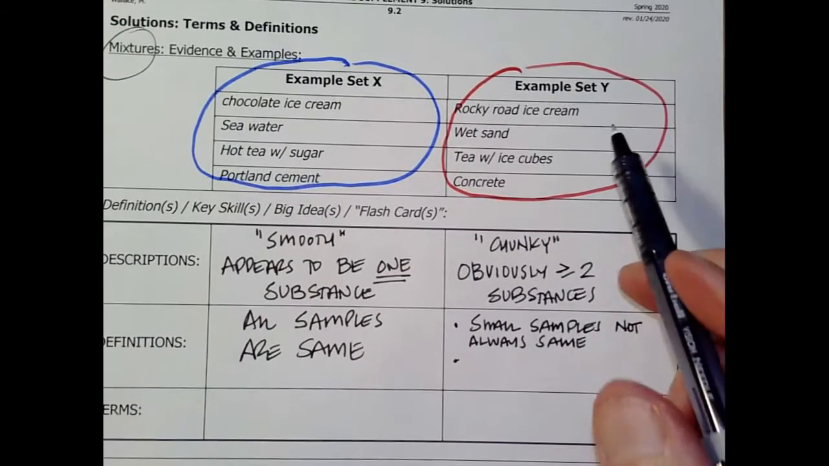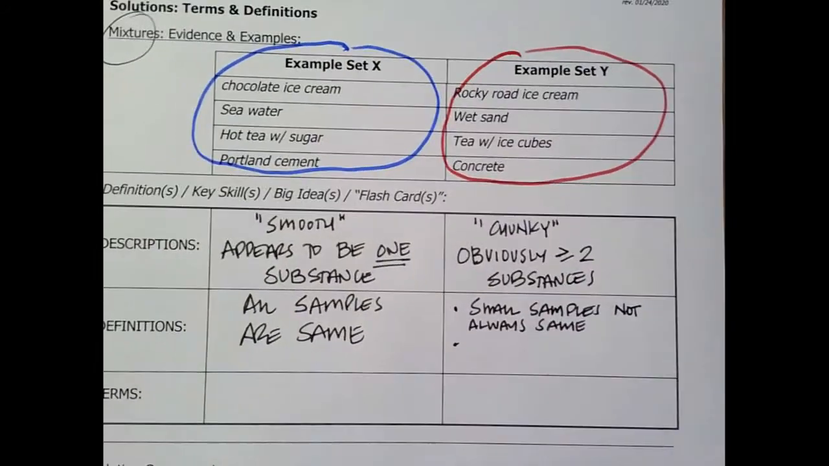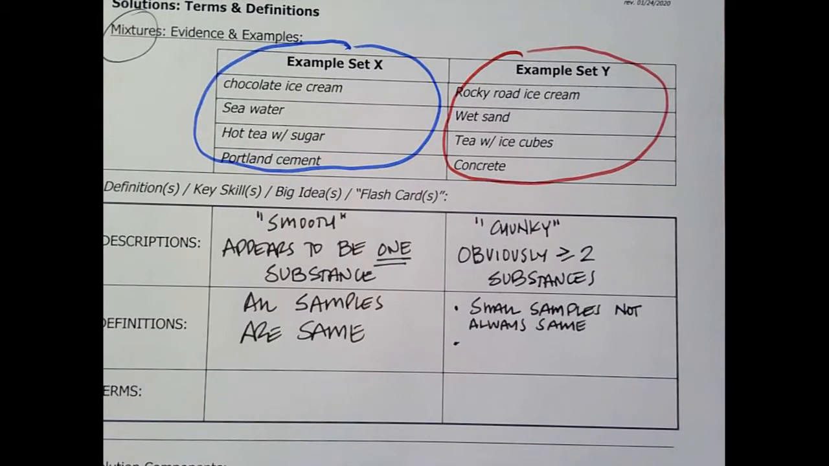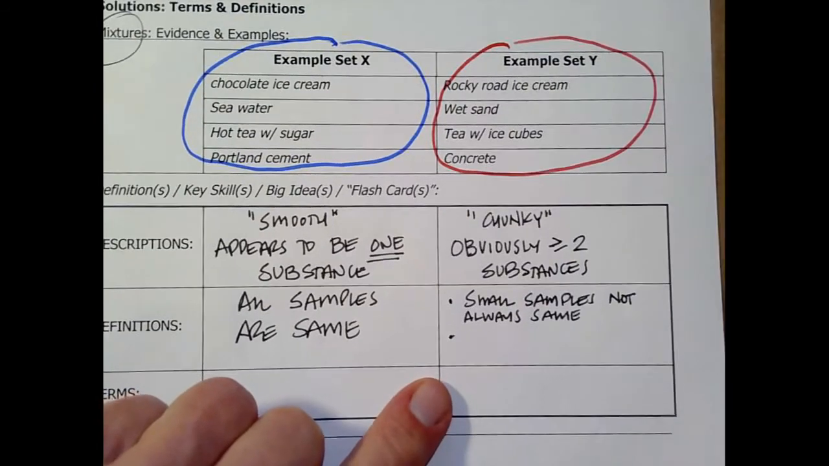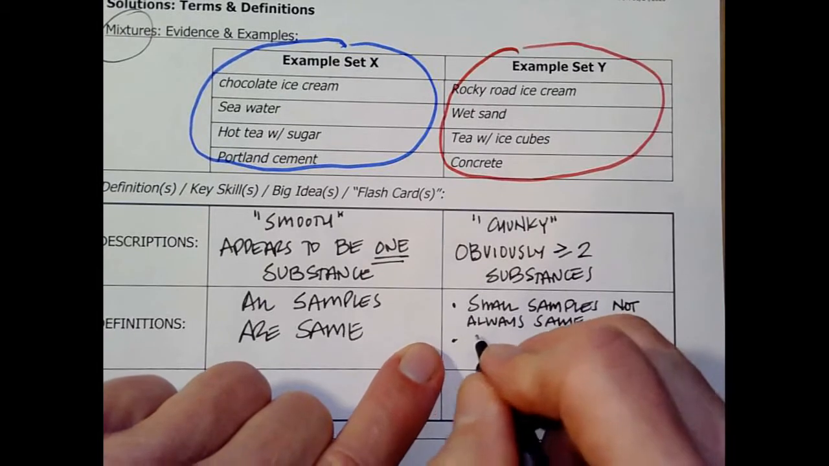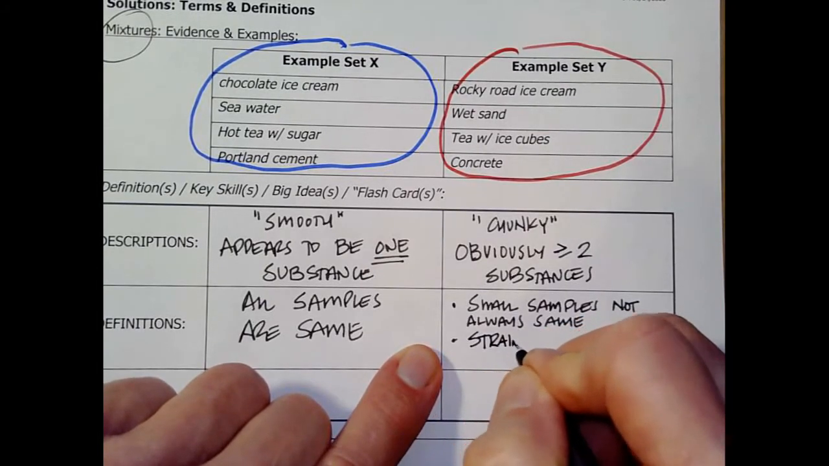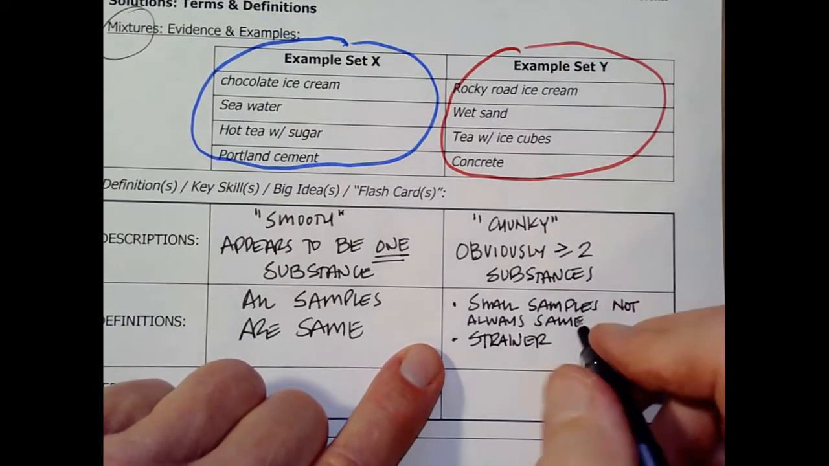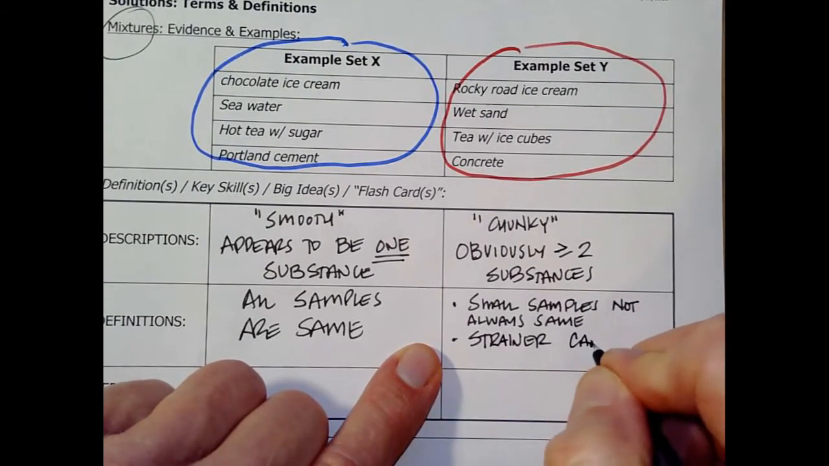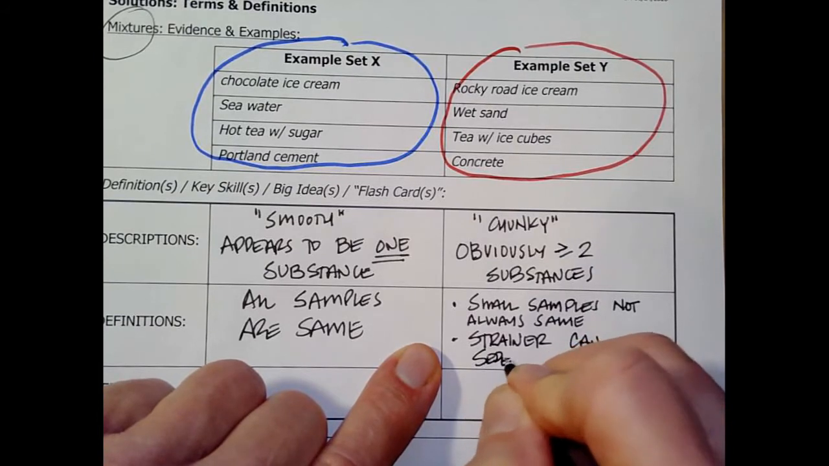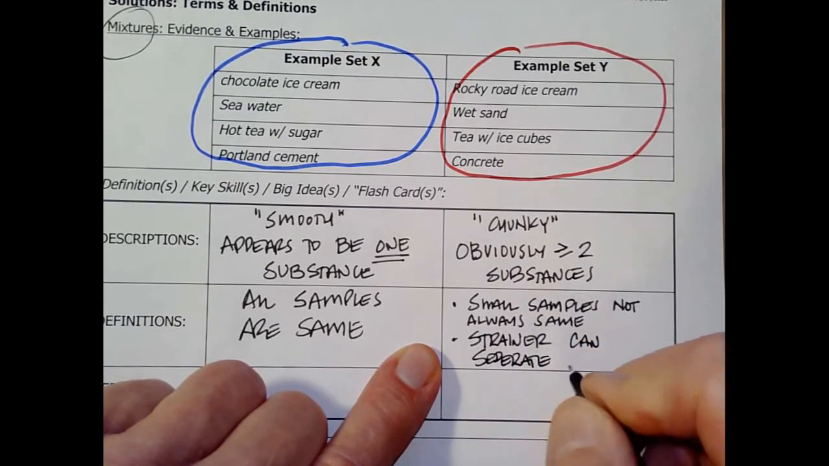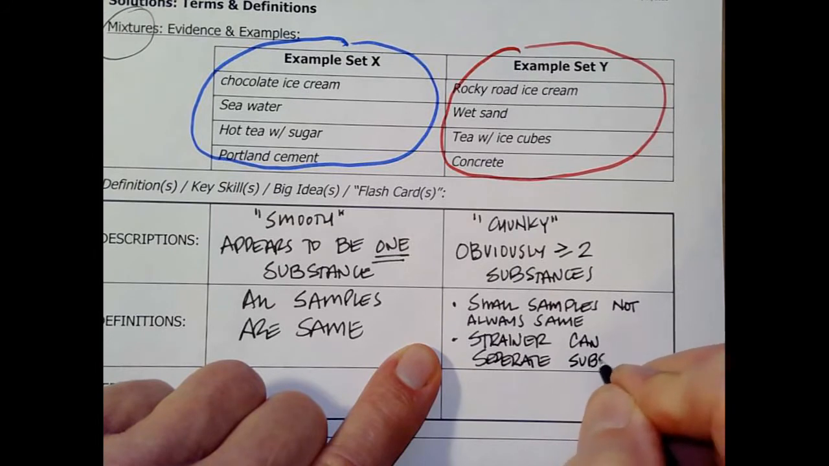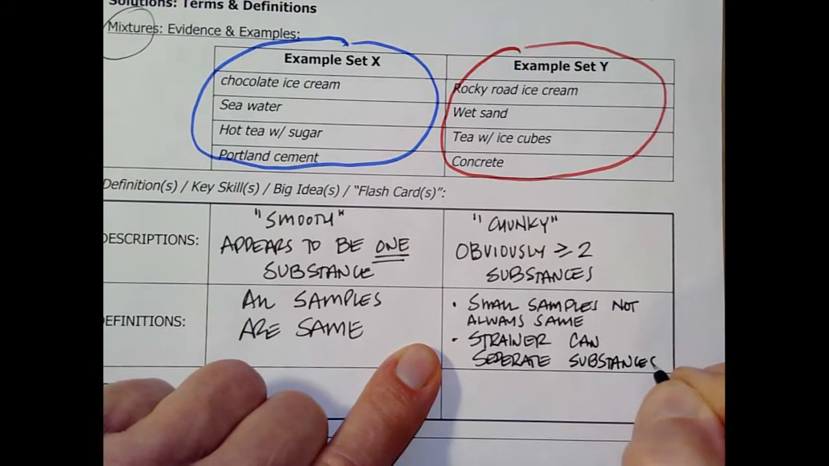The other thing is, what if I gave you Rocky Road ice cream, and obviously there's 2 or 3 or 4 things in there. Could you separate them? Could you go into your kitchen and separate them? Well, if you have a strainer or a sieve, let's say strainer. I wonder what word people use most commonly. You rinse vegetables and the water goes through. A strainer can separate the substances or the components or the constituents, whatever you say.